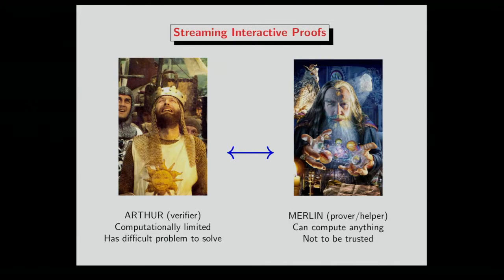Traditionally, these characters are sometimes also called the verifier and the prover or helper, so I'll sometimes slip into this terminology. Now in the streaming setting, you can think of Arthur as modeling a data stream algorithm. Rather than the limitation being computational time, Arthur's limitation is that he has only a little amount of memory. Now how can Merlin help him? Well, of course, Merlin can help him by not having a limited amount of memory and therefore being able to compute anything.